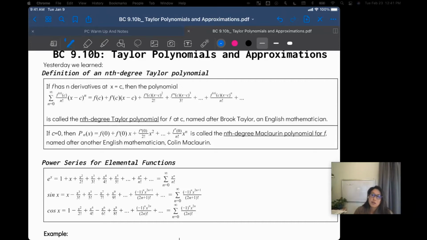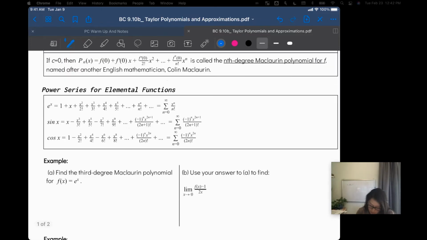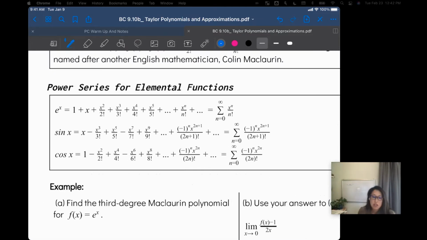So today we're going to look at Taylor polynomials and how they help us, how they're approximations to a function. Yesterday we learned how to expand a Taylor polynomial and a Maclaurin polynomial, which is a Taylor polynomial centered around x equals 0, so c is equal to 0. What we also learned was that we have a couple of power series that we need to memorize.